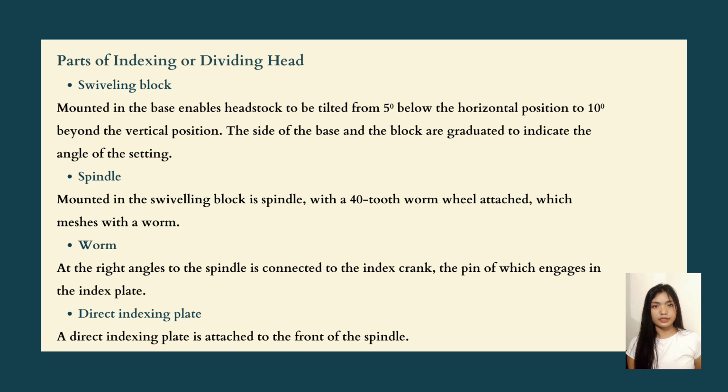The second is the spindle. Mounted in the swivel block is a spindle with a 40-tooth worm wheel attached, which meshes with a worm. The third is the worm. At a right angle to the spindle, it is connected to the index crank, the pin of which engages in the index plate. The last is the direct indexing plate. A direct indexing plate is attached to the front of the spindle.